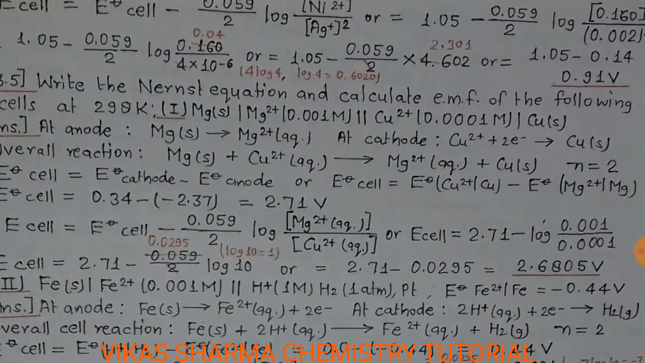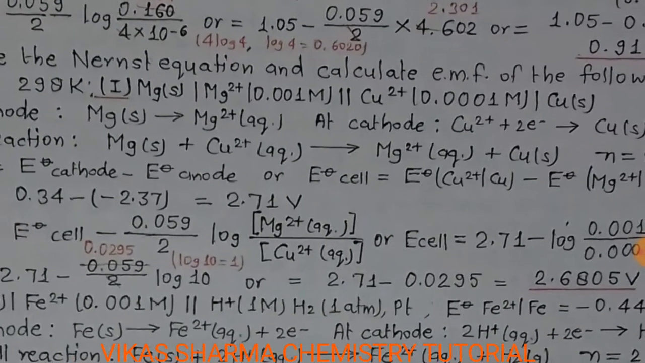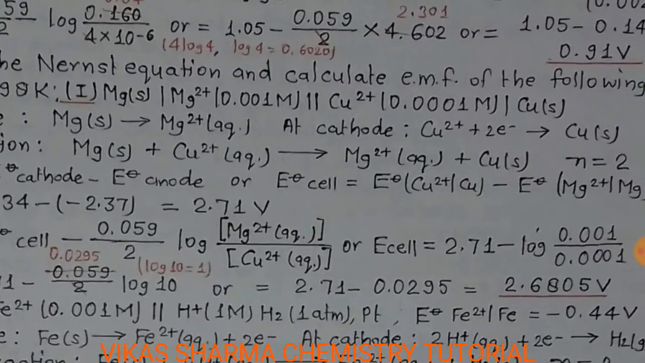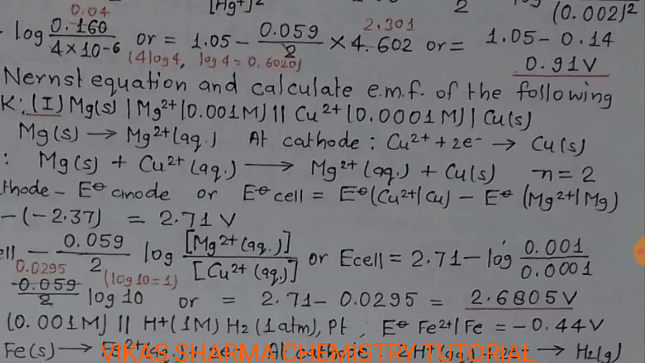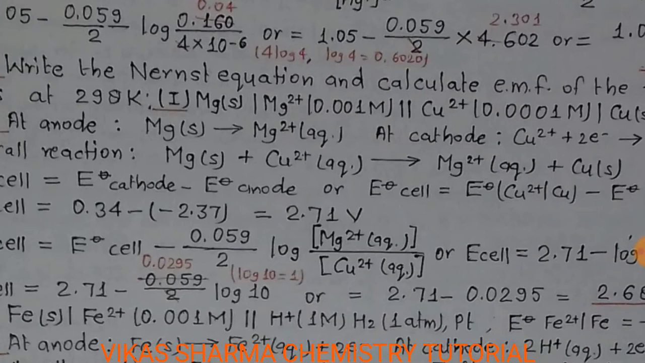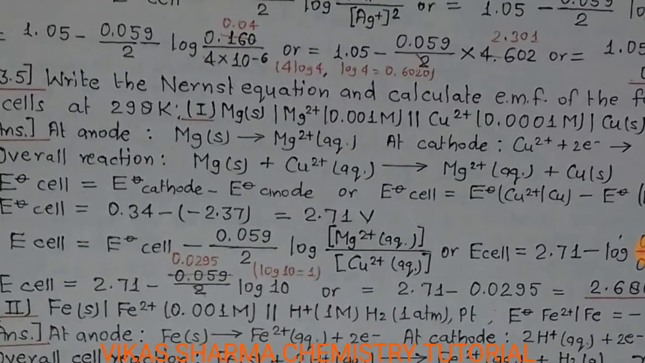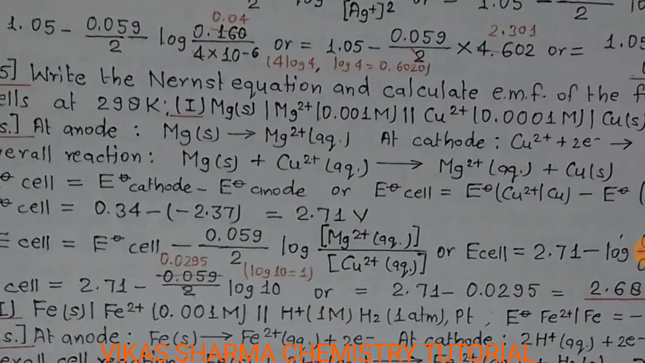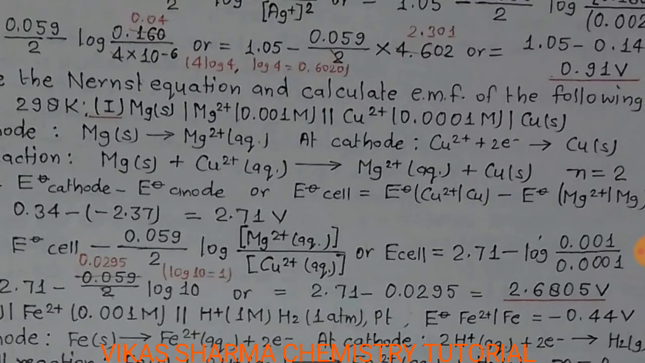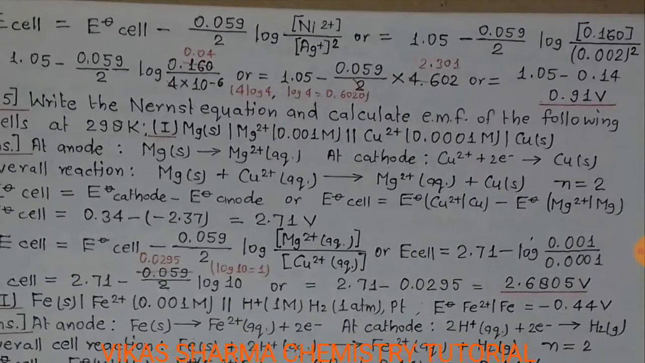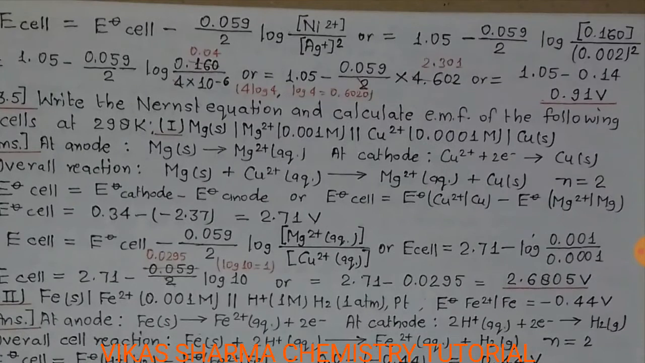At the anode, magnesium is oxidized, the magnesium atom gives Mg2+ and 2 electrons. At the cathode, Cu2+ gains 2 electrons and is converted into Cu, deposited at the cathode. So the overall cell reaction is Mg plus Cu2+ gives Mg2+ plus Cu. Student, it is clear magnesium is oxidized and copper is reduced, and the number of electrons gained or lost is 2. You know, student, E° cell is equal to E° cathode minus E° anode.